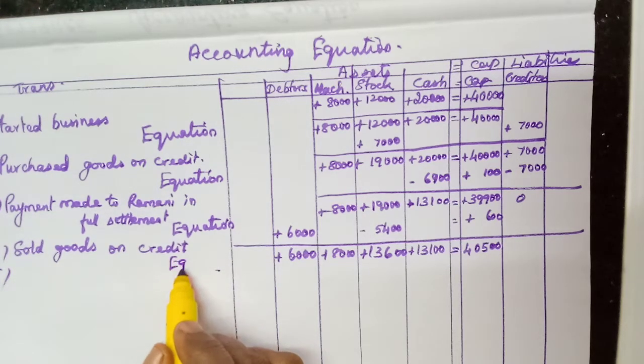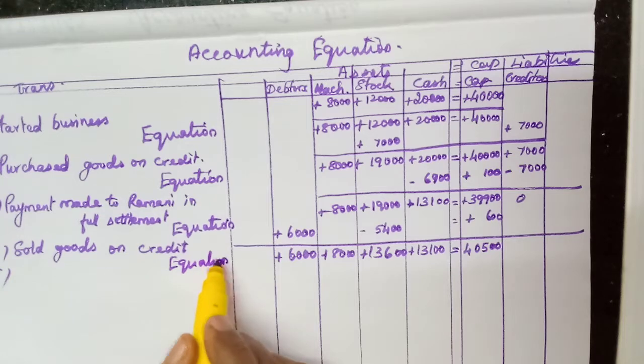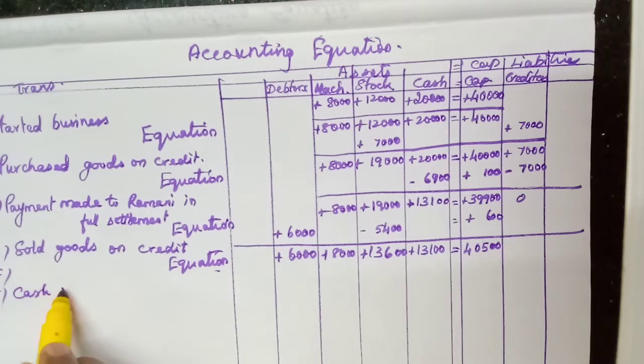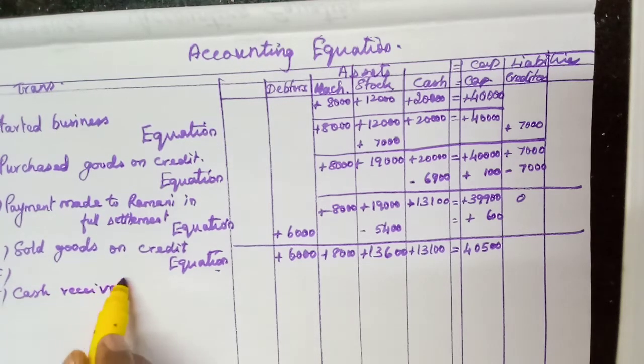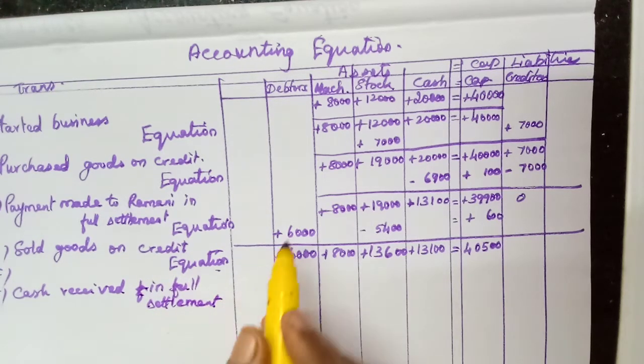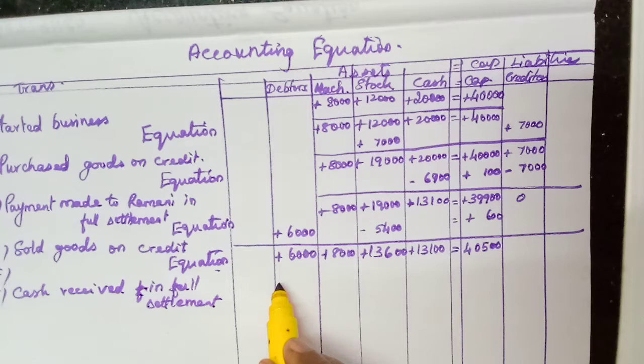Here we have to write the equation. Then the next transaction: received from Rajan in full settlement. Then write cash received from Rajan. Who is Rajan? A debtor, isn't it? So in full settlement, he is paying in full.